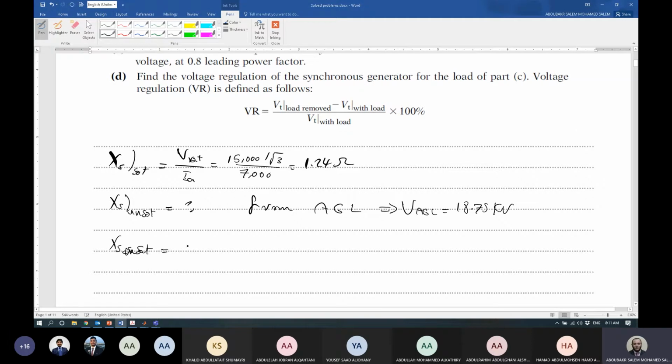X unsaturated equals 18.75 over square root of 3 kilovolt divided by the same value of current, 7 kiloampere, so the result will be 1.55. طبعا يا شباب the value of XS unsaturated has to be higher than the saturated one. طيب this is for part B. This is regarding part B.